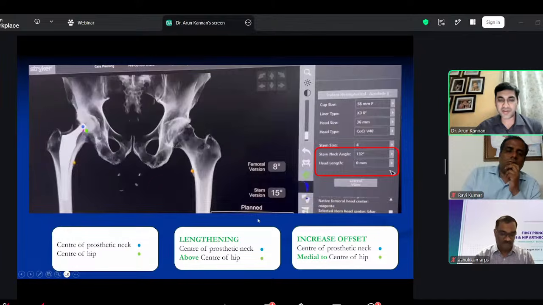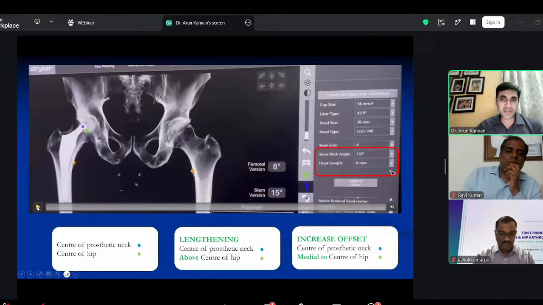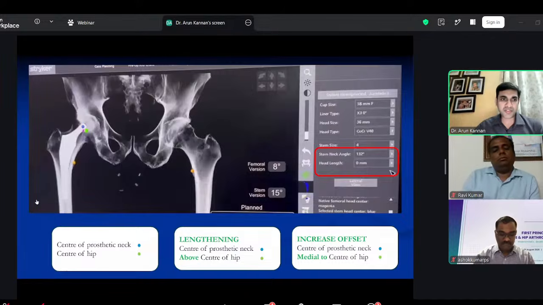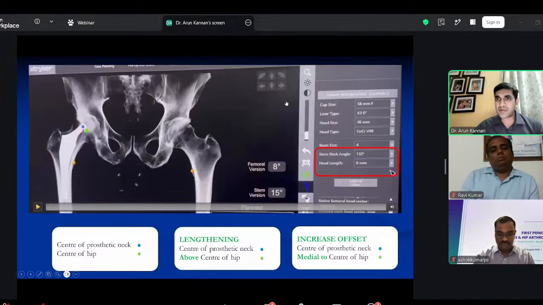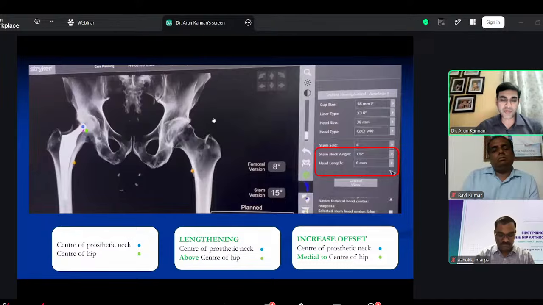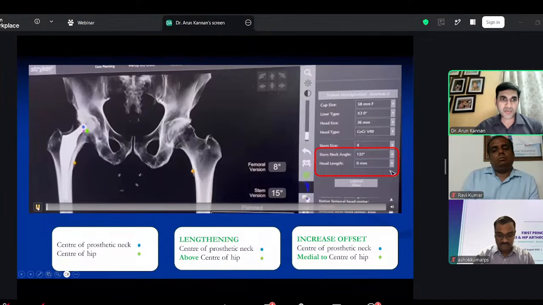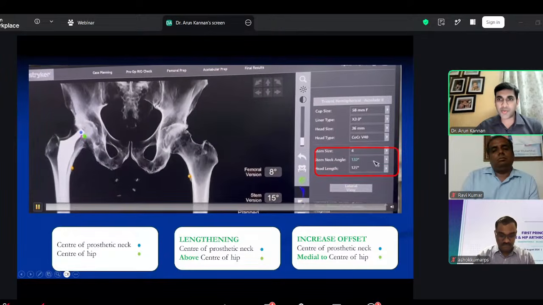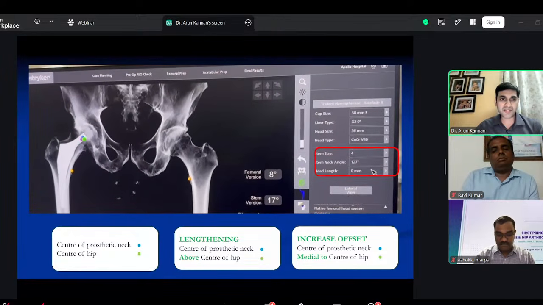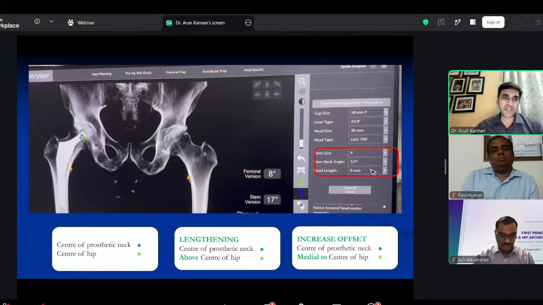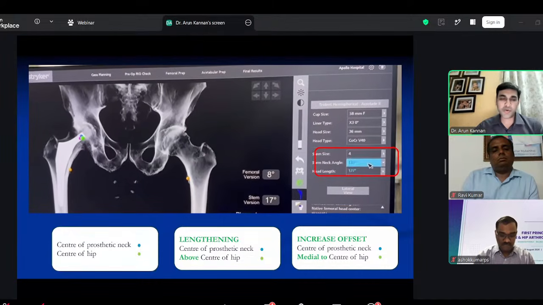If we want to increase offset, then the blue dot has to be medial to the green dot so that there is increase in offset. So here we've kept with 137 stem, and it's a short video on how to adjust. So here, if you go to 127 stem, it probably matches the anatomy more closely. But there are a lot of situations where we don't have these options.